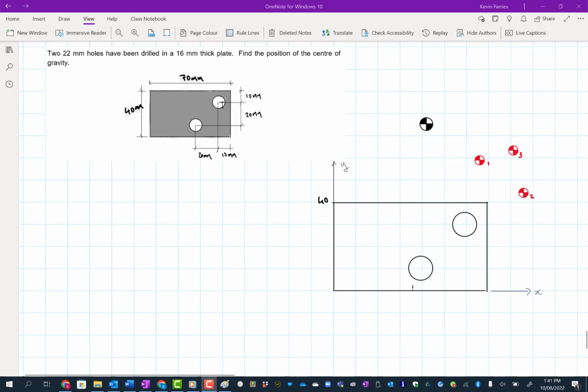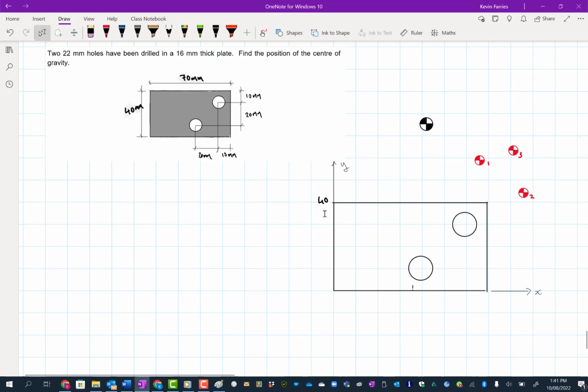The main difference this time is that we've got a couple of holes in this plate. So rather than adding together simple shapes, we have got a simple shape, the rectangle, and then we're taking away two other simple shapes, these two circles. Quite easy this time. So again, I've drawn this out.